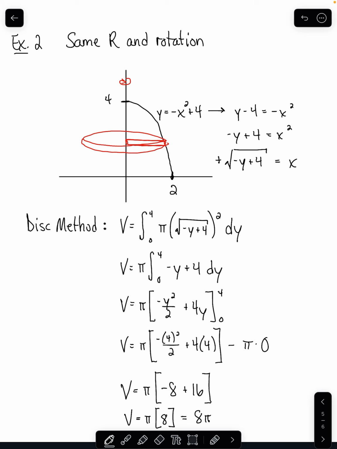The same result that was produced by the shell method, but this time done with the disk method. This allows us to build faith in the shell method by showing that it is producing the correct answer, as verified by a method that we are already more familiar with and more comfortable with. It does also demonstrate that we have the option, that we can convert this to being in terms of y and thus use the disk method, or that we can leave it in terms of x and use the shell method.